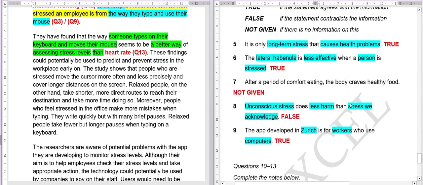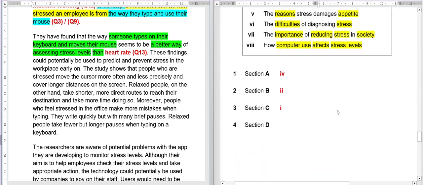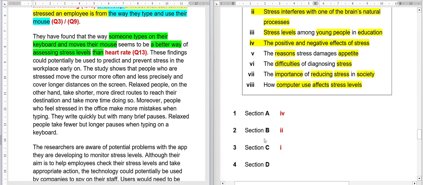So we have done blanks also. We have done true false also. Only list of headings are remaining. So let's see if we need to change our answer for this or not. These findings could potentially be used to predict and prevent stress in the workplace early on. The study shows that people who are stressed move the cursor more often and less precisely and cover longer distances on the screen. Relaxed people, on the other hand, take shorter, more direct routes to reach their destination and take more time doing so. Moreover, people who feel stressed in the office make more mistakes when typing.